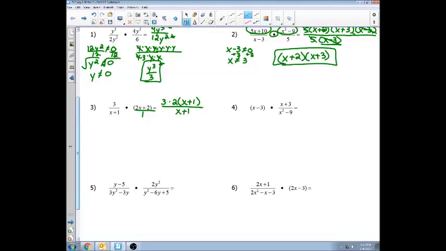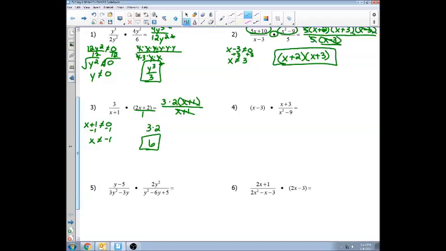Before I continue, remember I want to find my restriction, so x plus 1 cannot equal 0. I'm going to subtract 1 from both sides. X cannot equal negative 1. Now I can go ahead and get rid of anything that's in the numerator that's also in the denominator. That would leave me with 3 times 2, which is 6, and I am done.